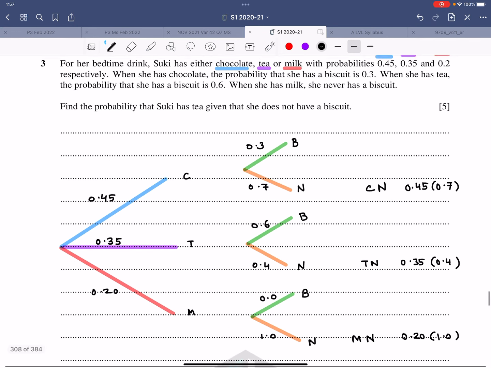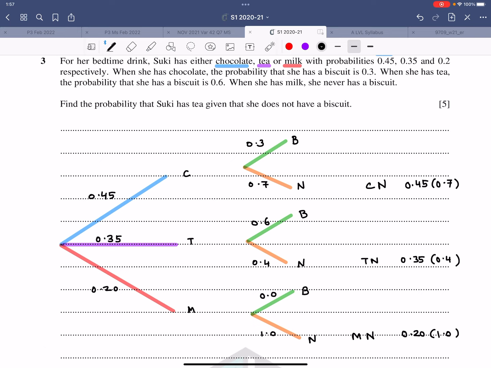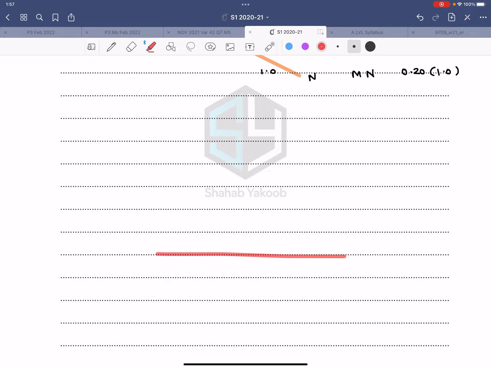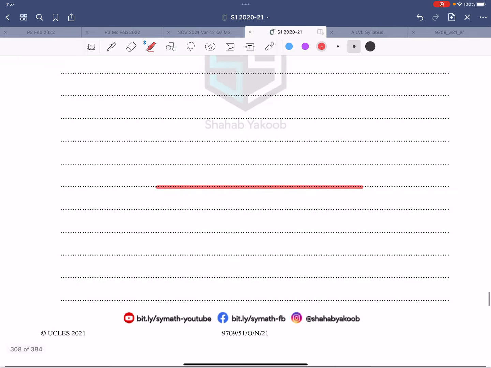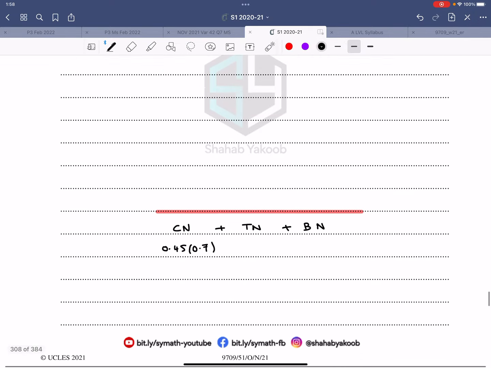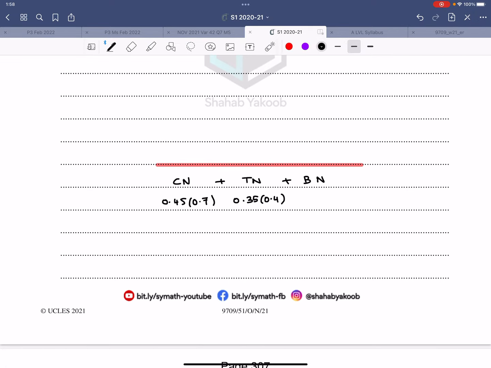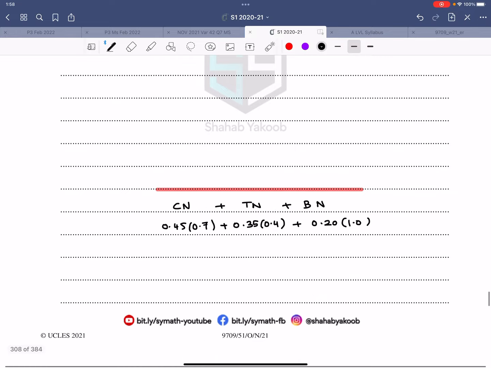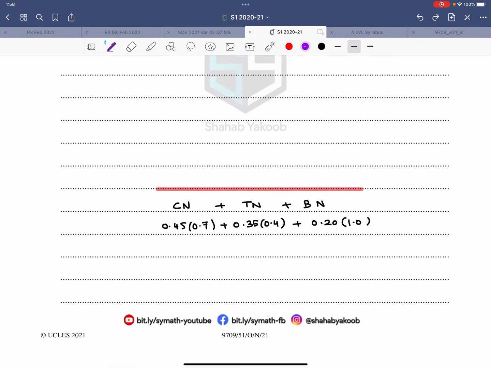Given that she does not have any biscuit, so Cn, Tn, Mn. So the denominator is Cn plus Tn plus Mn, that is 0.45 into 0.7, plus 0.35 into 0.4, plus 0.20 into 1.0. And we find the probability Suki has tea, so 0.35 into 0.40 goes at the top.